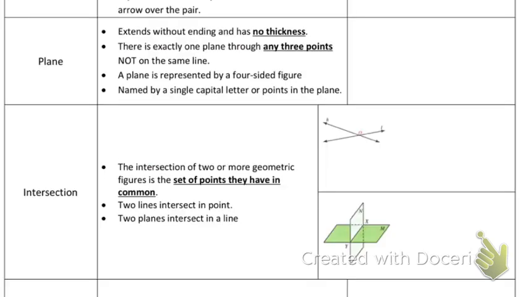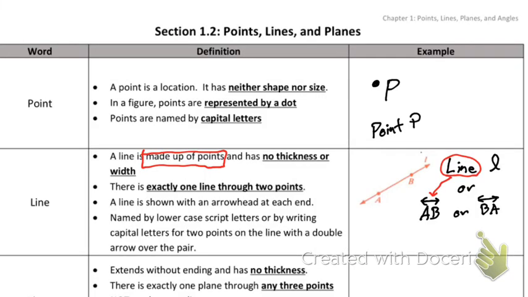All right, so that is our point. That is our line. Let's build up to a plane. So we started off with 1 point. That was our first example. Then we added 2 points. If we drew a line through it, we would have a line.